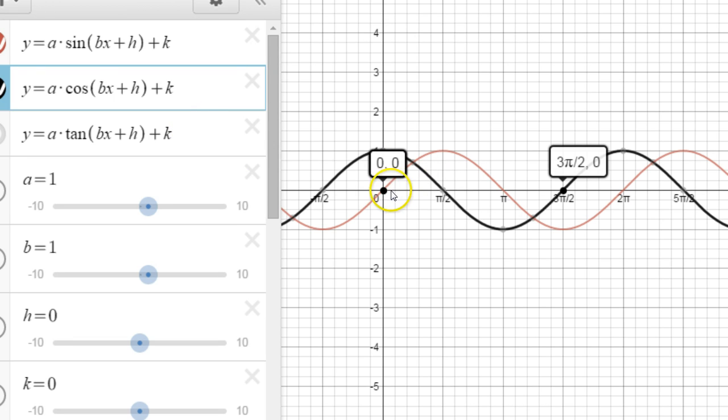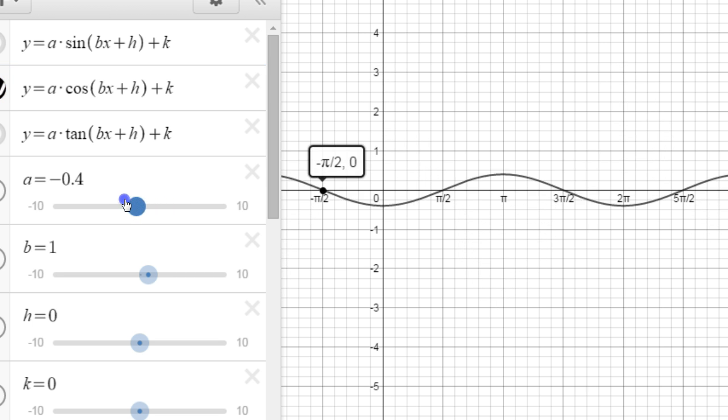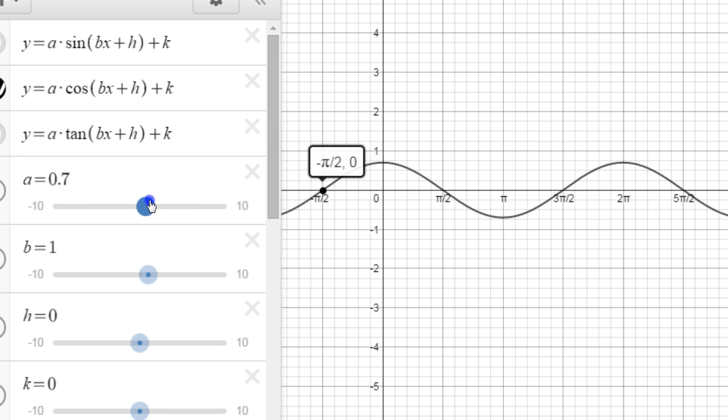I'm going to go back to the original. So this is just y equals cosine of theta, or cosine of x in this case. Taking a look at it, the amplitude works the same. If you increase the number, it makes it bigger. If you make it negative, it flips it around. So that one's pretty simple. Let's go back to 1.